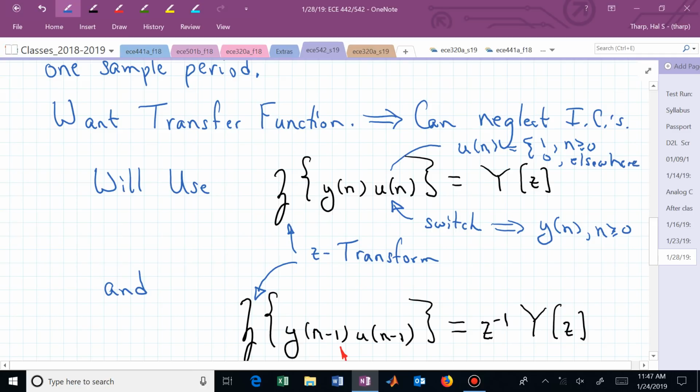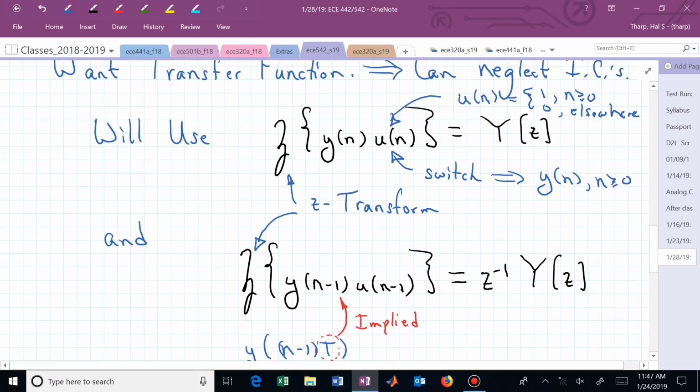That's what we're using for u of n. And it's really just turning off and on these different waveforms at the appropriate time index. Here, when the argument in u of n is non-negative, that's when u of n is active. Otherwise, it's equal to 0 and there's nothing to take the z transform of. So we will now say the z transform of y of n, u of n, we'll just let that equal capital Y of z.